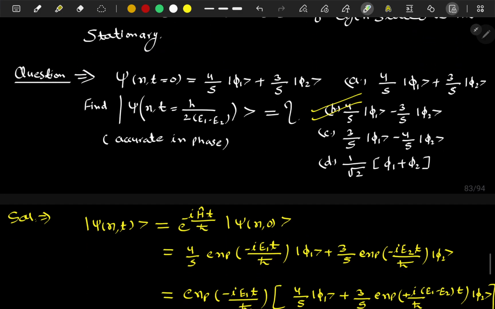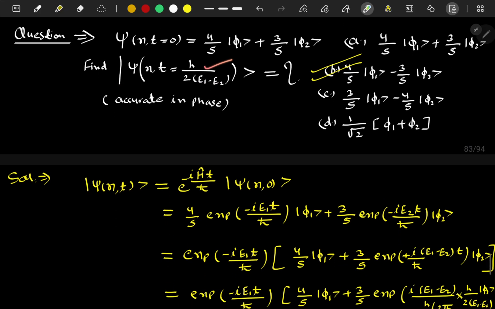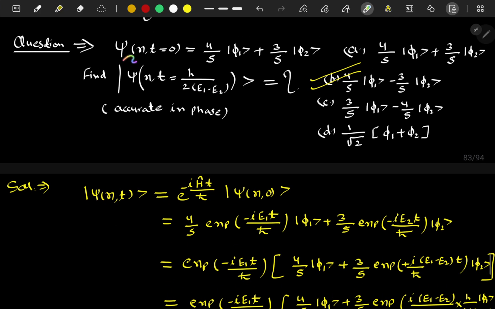Next question. Psi of x at t equal to 0 equals 4 by 5 phi 1 plus 3 by 5 phi 2. We have to calculate the wave function at a certain time which is given to us. So just multiply these, equal to e raised to minus i upon h cross E t.